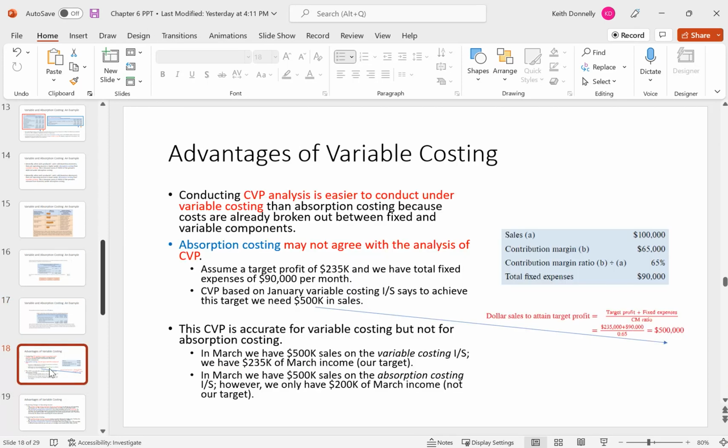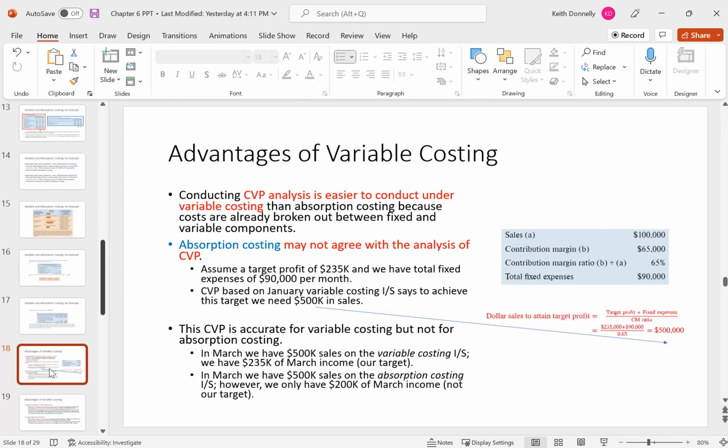All right, a few other points here. If we were looking at the pros and cons of each of these systems, variable costing is going to have certain advantages. First off, conducting cost volume profit analysis, if you remember from a chapter or two ago, is going to be easier to do under variable costing than absorption costing. The reason being is we already have our items broken out for how we want them. We're going to have our contribution margin there. We have our fixed expenses broken out from our variable expenses. So just by way of example, assume we have a target profit of $235K a month.